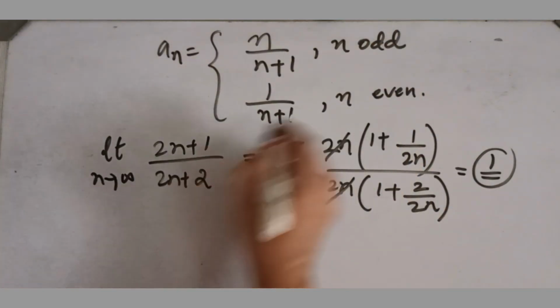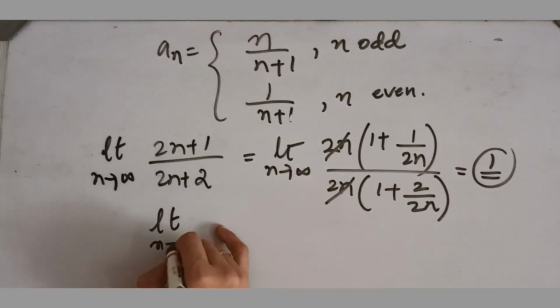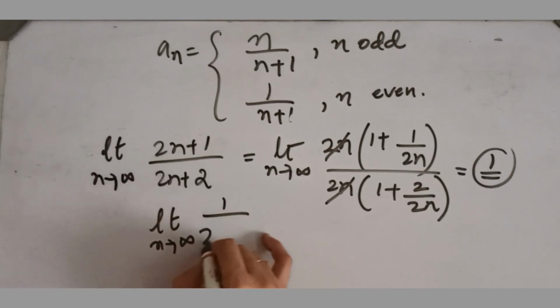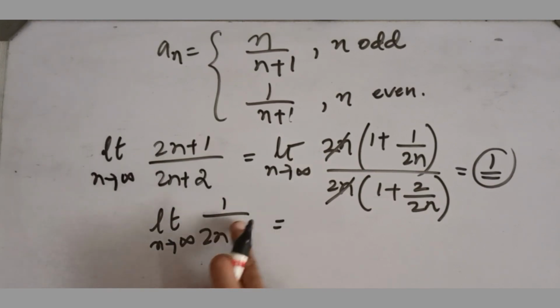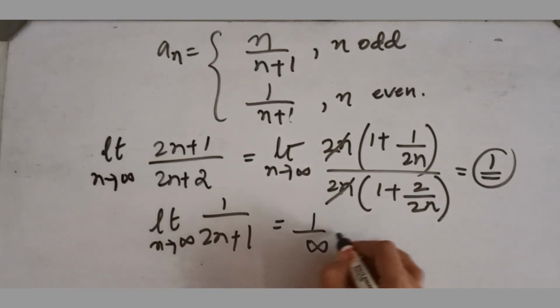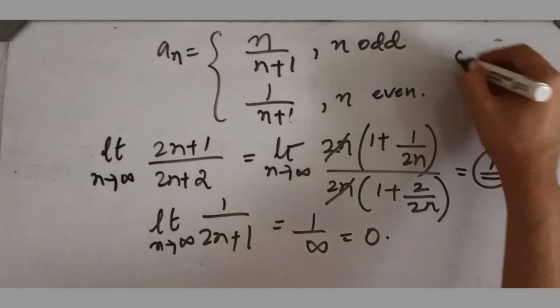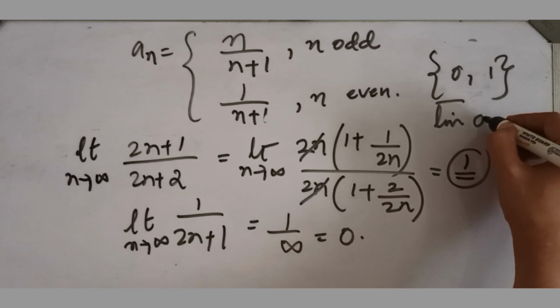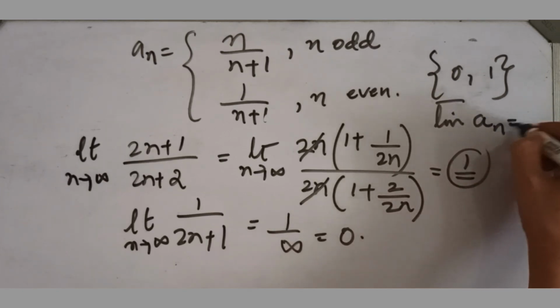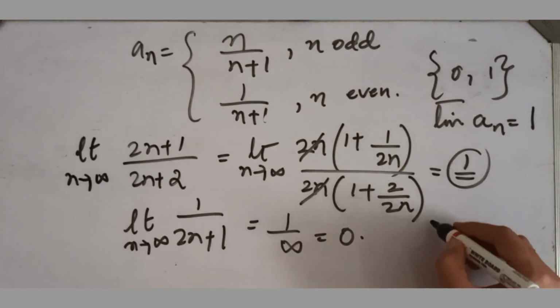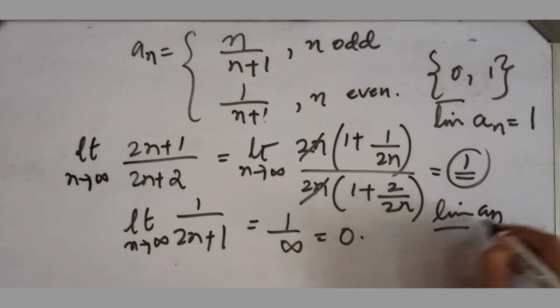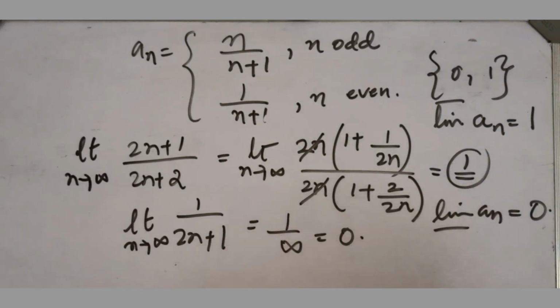Similarly, when n is even, limit as n tends to infinity of 1 by 2n plus 1. So as n tends to infinity, 1 by infinity is equal to 0. These are the limit points of the given sequence, 0 and 1. Therefore, limit supremum of this sequence is the maximum value, 1. Limit infimum of this sequence is the minimum value, which is 0.